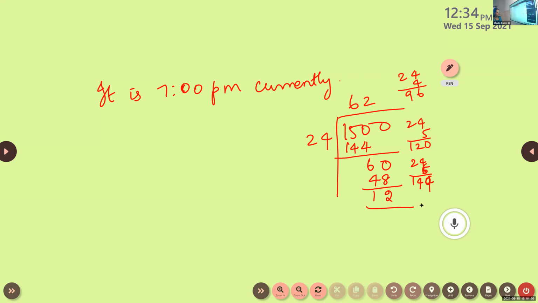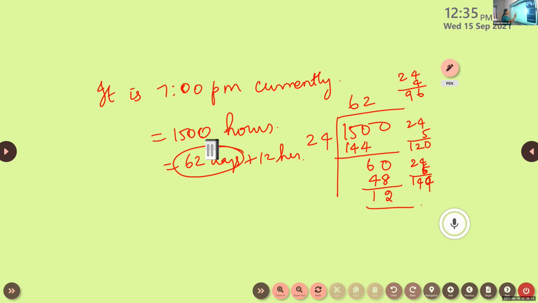So currently it is 7 p.m. 1500 hours means what you will get? You'll get 62 days plus 12 hours. So don't look at the days. You look at only these 12 hours, with the 7 plus 12. So here it is 7 p.m. So what will be the answer? After 12 hours means it will be 7 a.m. Is it correct? Is it okay, Tomlin? Yes, ma'am.